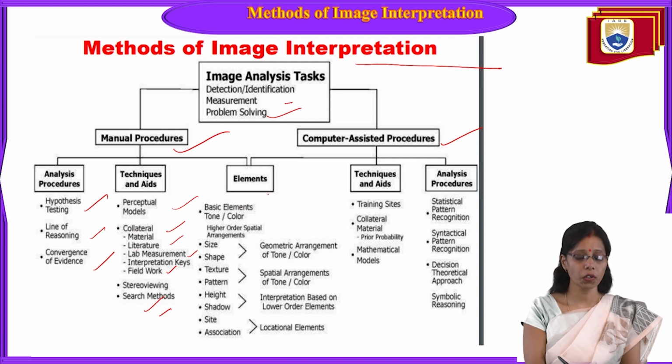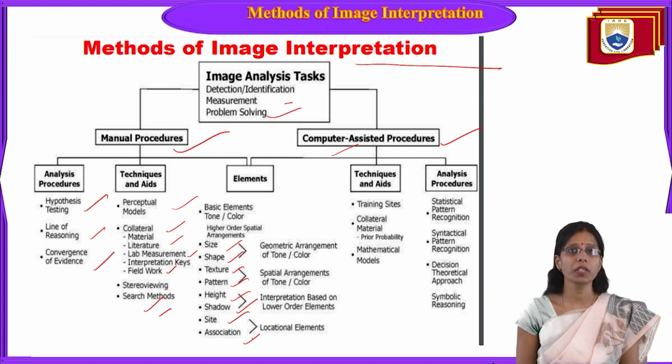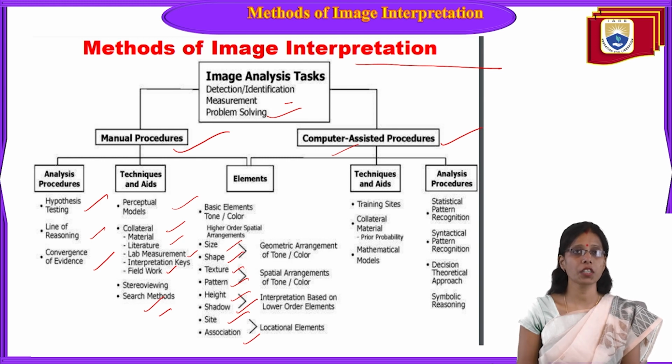Now when we talk about elements, these are common to the manual as well as the computer assisted procedures. The basic elements are tone, color, higher order spatial arrangements, size, shape, texture, pattern, height, shadow, site, and association. So these are the elements which are used for the interpretation process.